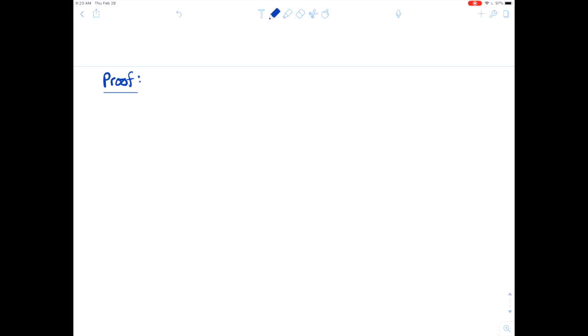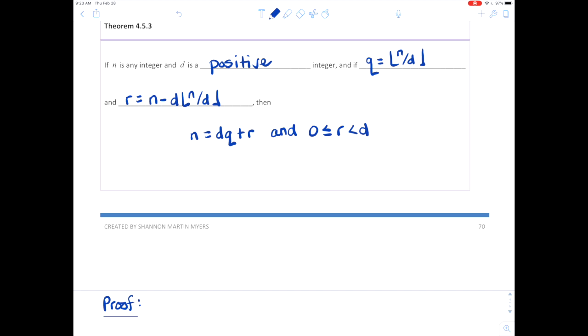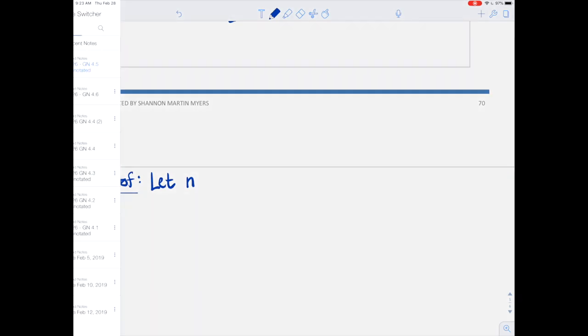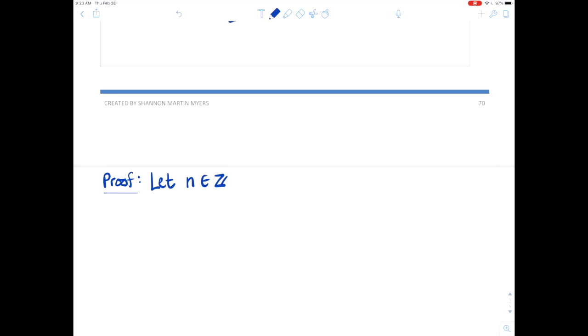So, what do we need? We need an n that's an integer and a d that's a positive integer. And we're going to need a q and an r as they're defined, right? So, let n belong to the integers, d belong to the positive integers, such that q equals the floor of n divided by d, and r is equal to n minus d times the floor of n divided by d.